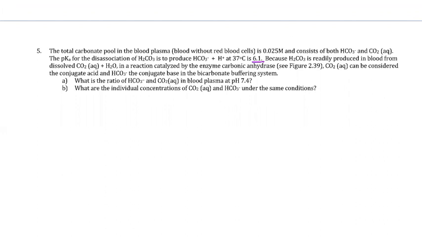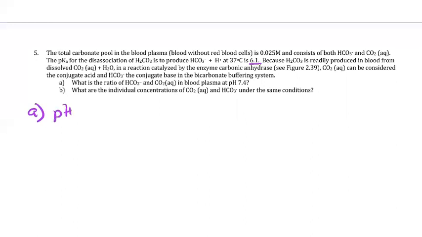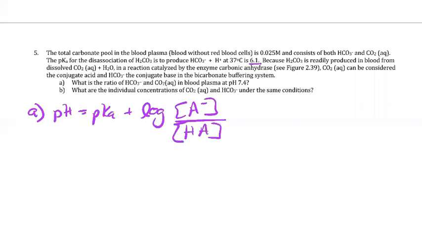And it's catalyzed by an enzyme that's found in your bloodstream, and it's in your book. But because this is going on all the time, we can consider carbon dioxide a conjugate acid, right? And then HCO3 minus is going to be the conjugate base in our buffering system. So the question is, what's the ratio of our constituents? What's the ratio of HCO3 minus and CO2 in our blood plasma at, let's just say, pH 7.4, because we're supposed to be pretty close to pH 7. So what you need to do is remember your formula. pH is equal to pKa plus the log of A minus over HA. Okay, so just plug in your values.